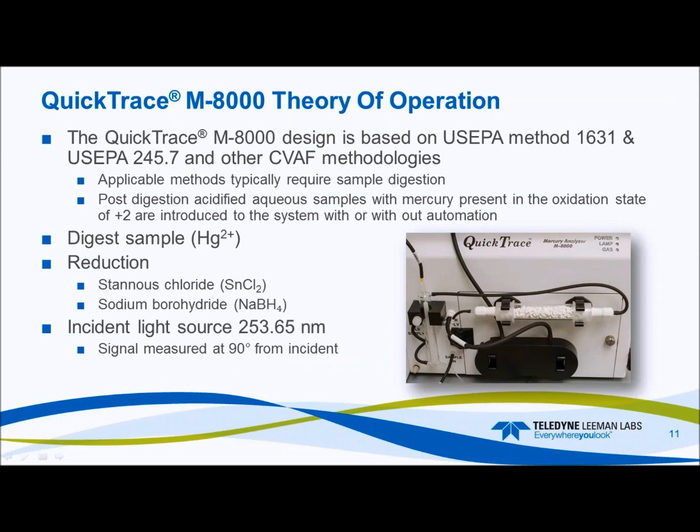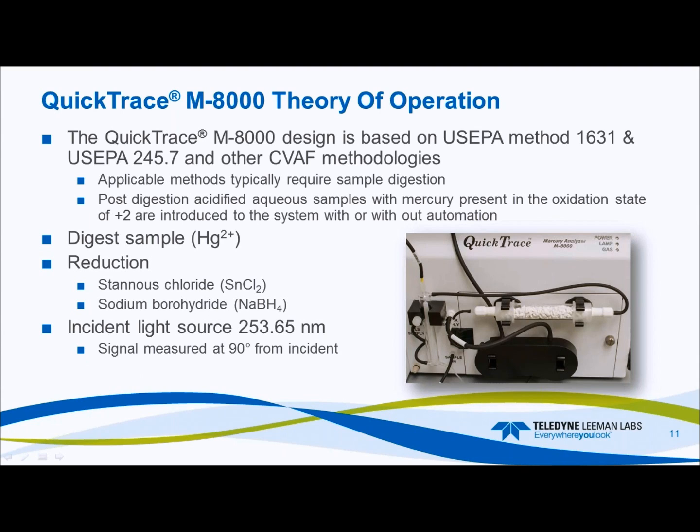So the QuickTrace M8000 design is based on US EPA methodology 1631 and 245.7 and other methodologies that may be European Union or European norm type methodologies. Applicable methods typically or usually will require digestion. So any digestion, we're taking the mercury and we need to oxidize it, so it's in the +2 valence, and then it's introduced to the system.